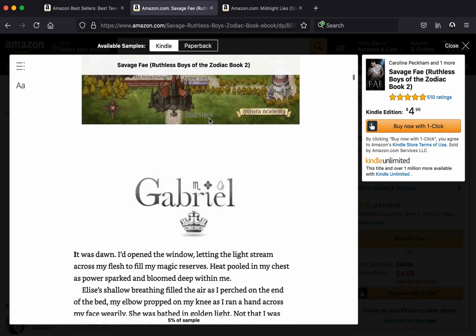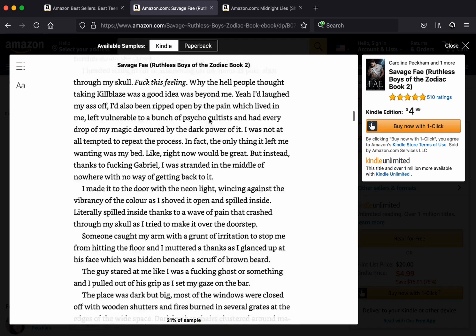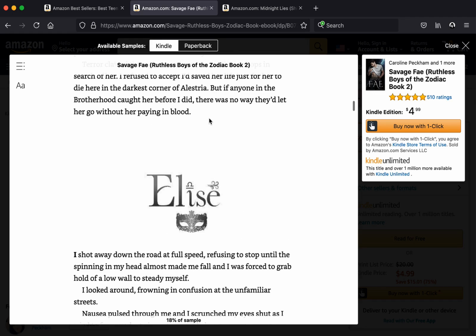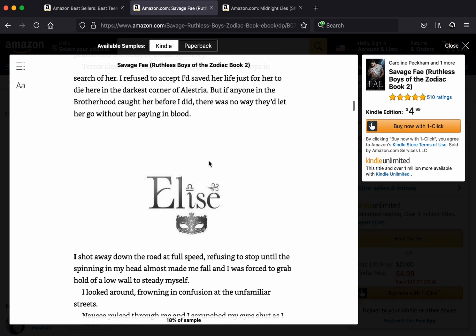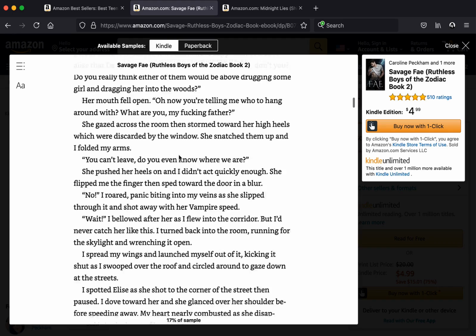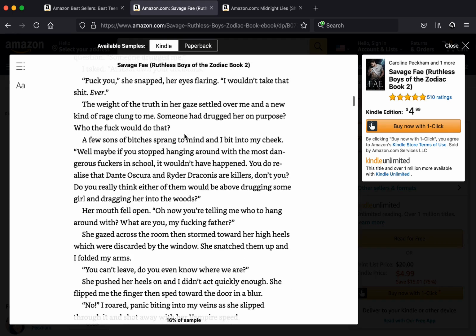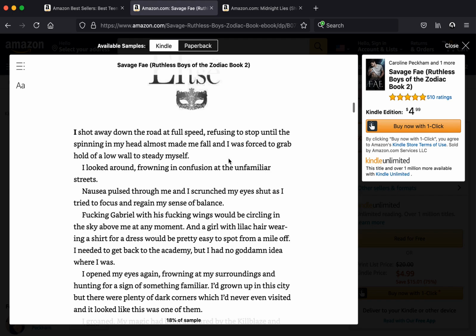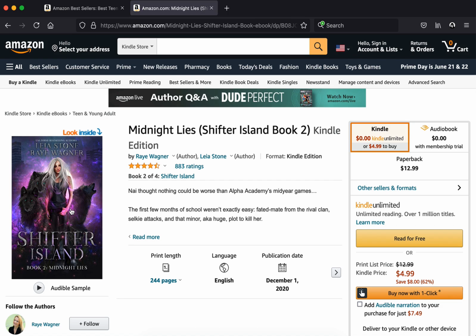1, 2, 3, 4, 5. Let's see if we can scroll down. Okay, so even though it doesn't say it, this is why it helps to check. There's Gabriel and Elise. So I'm guessing I shot away down the road at full speed. I looked around. So this one is another dual first person. So Elise and Gabriel. So far we have 2 dual first person past. Everything else is just first person past, all from one character.